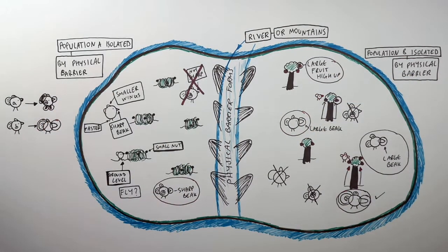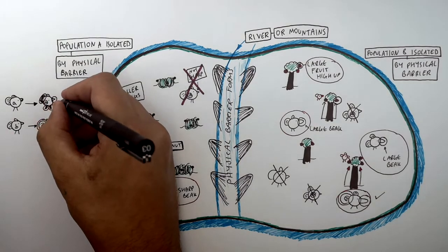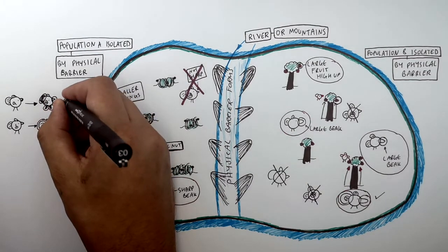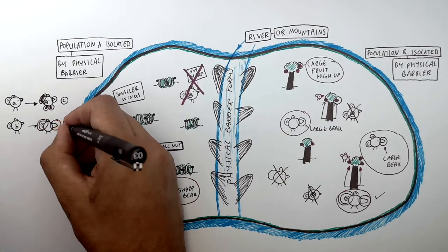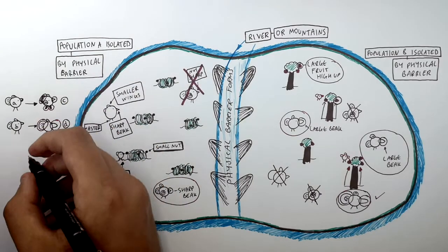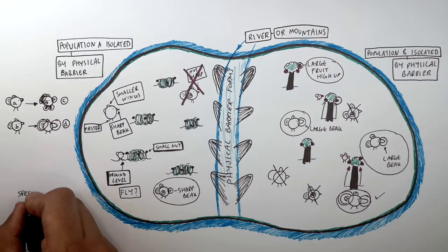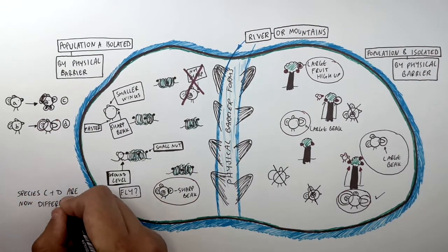So population A will have evolved into a different species. So species A will have evolved into species C, and species B will have evolved into species D. This is speciation. Species C and species D are now different species.